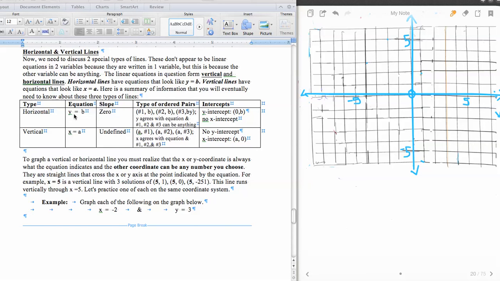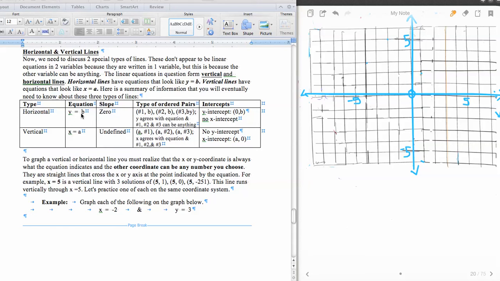So with a horizontal line, what we need to know right now is what the equation is and the types of ordered pairs, and then we do want to talk about the intercept as well. But eventually we'll need to know all of these pieces of information simultaneously, and that will help us move from one thing to another. They're interwoven amongst one another.